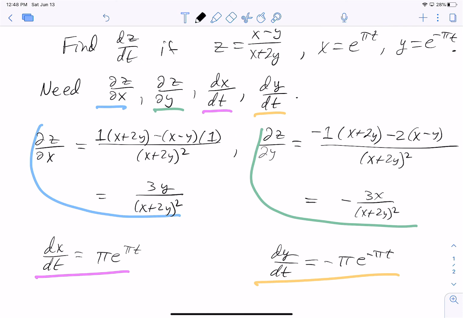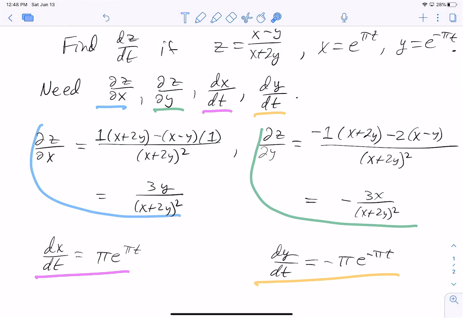Well, I've done this using colors, and I haven't finished because I didn't want it to be too overwhelming here. But the partial of z with respect to x is going to use the quotient rule. And we have 1 times the quantity of x plus 2y minus the quantity of x minus y times 1, divided by x plus 2y, the quantity squared. That simplifies to 3y over x plus 2y, the quantity squared.